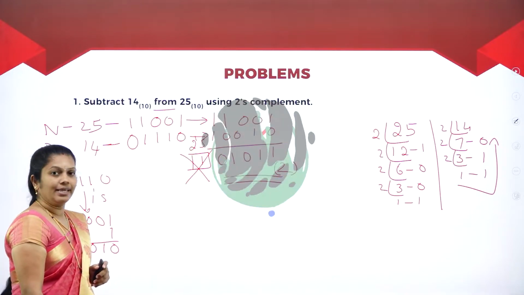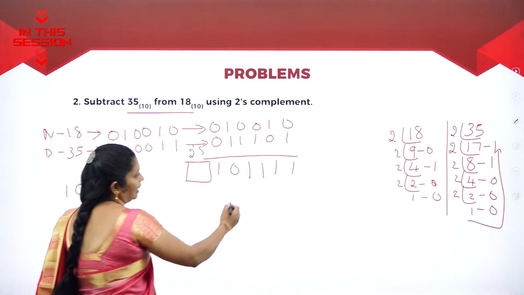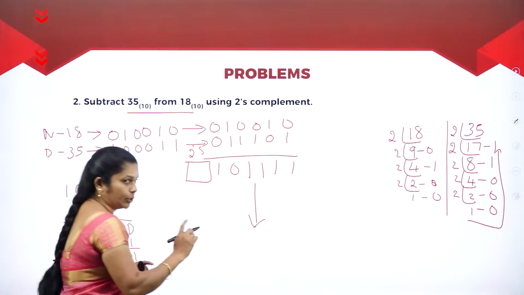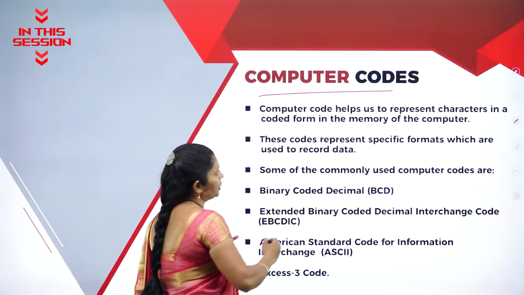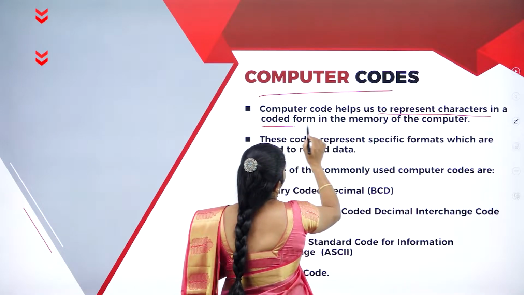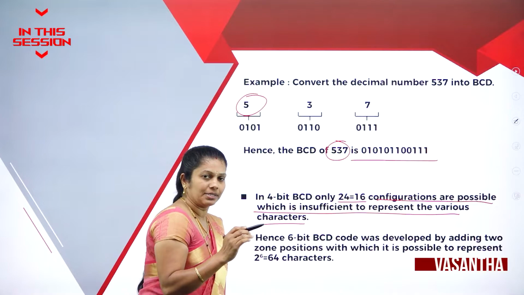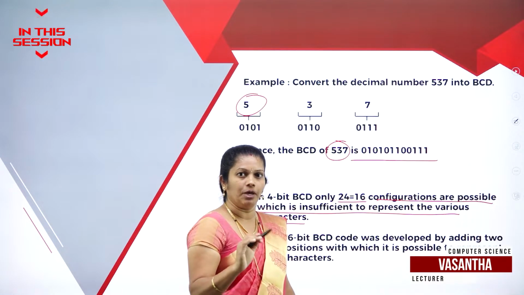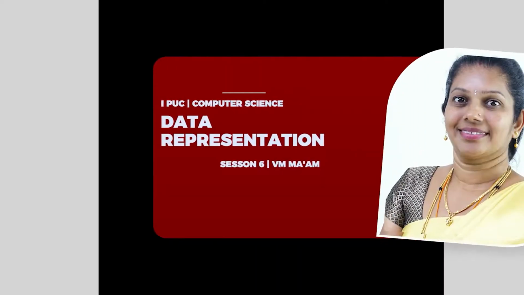If you get extra carry, then you have to ignore. If you're not getting any extra carry, then the result you have to convert into 2's complement and then put a negative sign. Computer codes help us to represent characters coded from the memory of the computer. If I want to represent all the characters, it is not possible. Only 16 different characters we can represent.